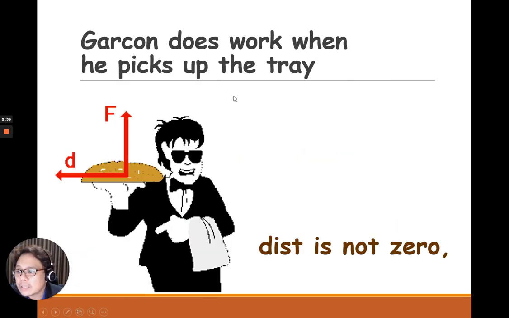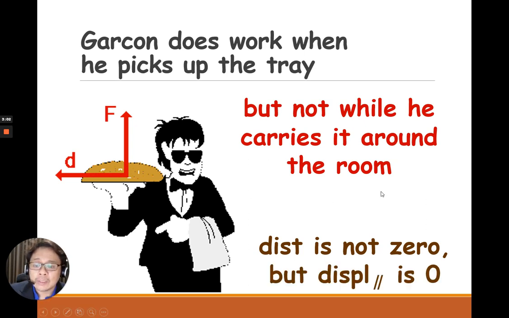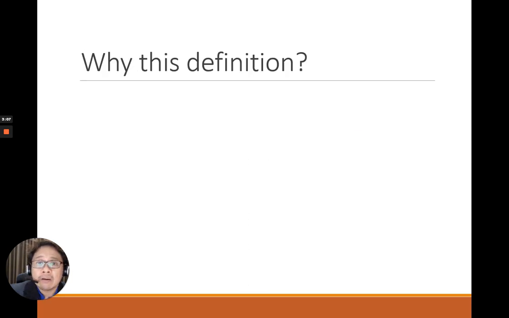Okay, let's take a look at this person. Garcon does work when he picks up the tray. The weight of the object is downward, the force is upward, and there is displacement. Now the displacement is not zero, so while picking up the tray, there is work. But when Garcon is carrying the tray around the room, the displacement is zero. Therefore, while he's carrying it around the room, there is no displacement.